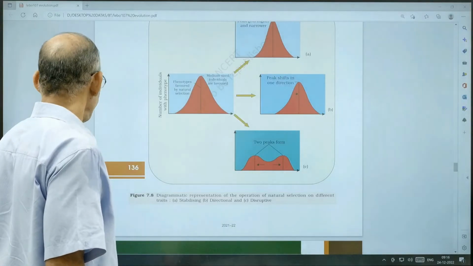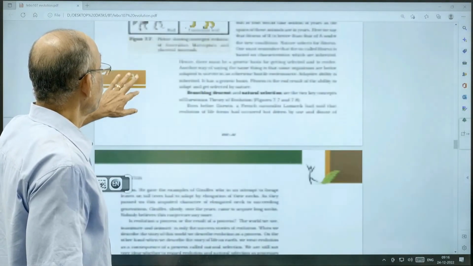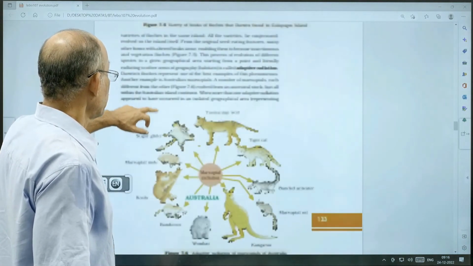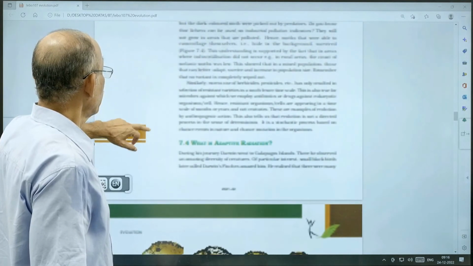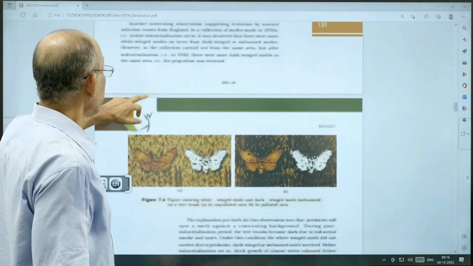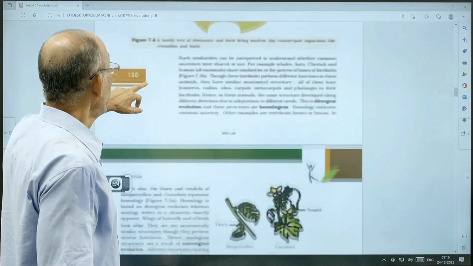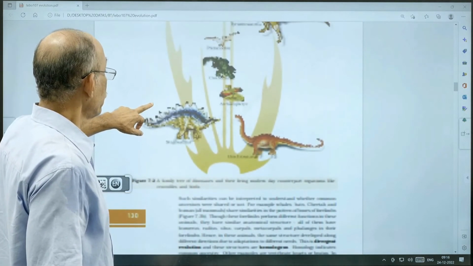And next figure. So this is convergent evolution. These two are adaptive radiation and peppered moth, etc. This is homologous structures, etc. Then this is another figure you have to bear in mind.